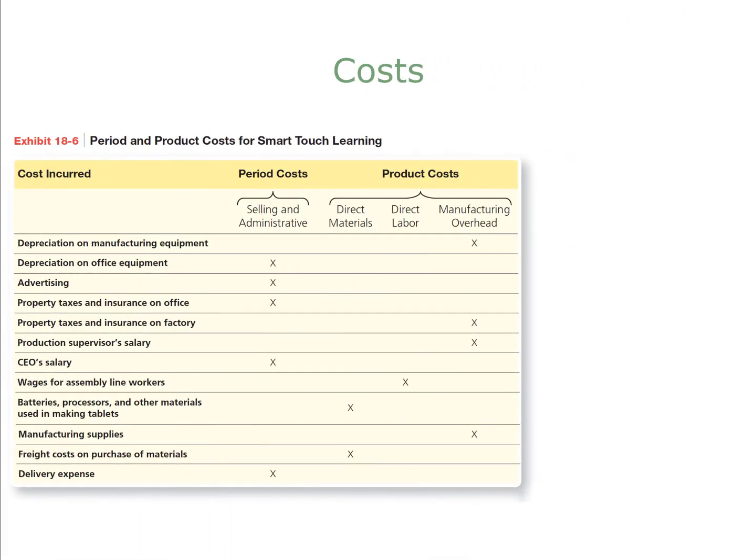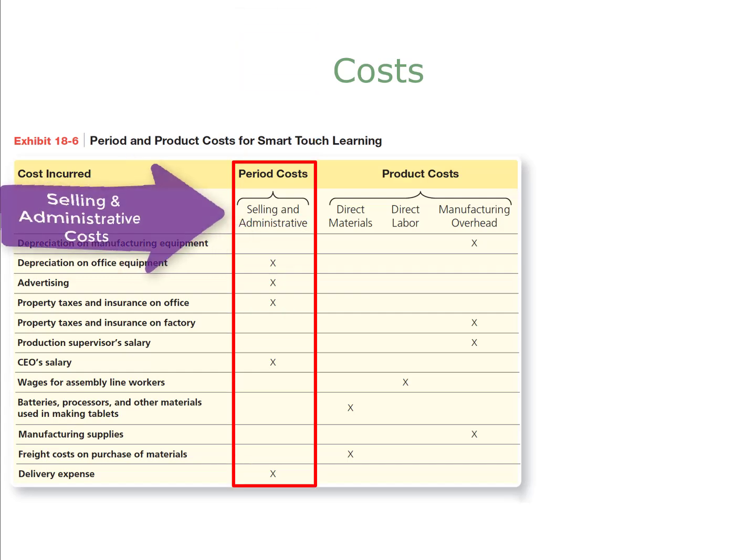Here is a cool summary of several of the costs we classify. This is a good study tool to use. Notice all costs are either product costs or they are expensed during the period in which they occur, otherwise known as a period cost. Notice that the period costs are also known as selling and administrative costs.